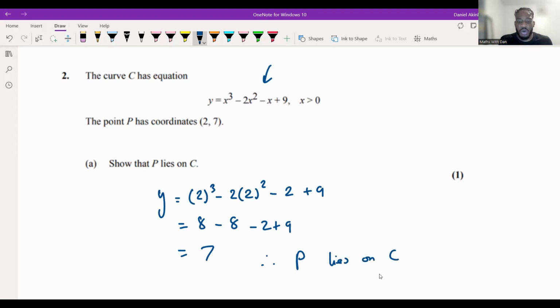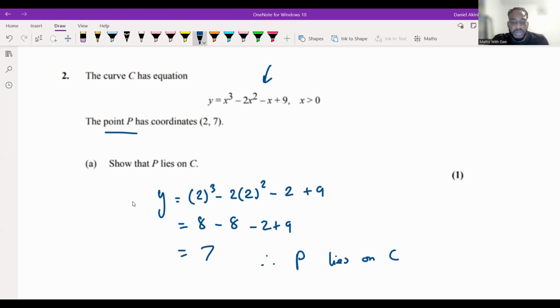Now, what I did see in one of your answers is that one of you said that this was a minimum point. You did do the same thing, but you said it's a minimum point. It doesn't say anything about it being a minimum point. It's just a point P. So you don't have to write that it's a minimum or anything like that. Does that make sense for this one? We just plug in x equals 2 and we're getting 7 out. So it shows that it lies on C.